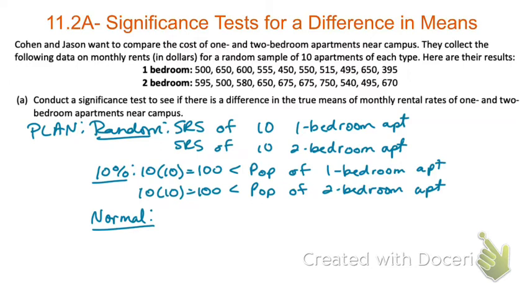Stat edit. We're putting in the 1-bedroom apartment data into L1. The 2-bedroom apartment data into L2.